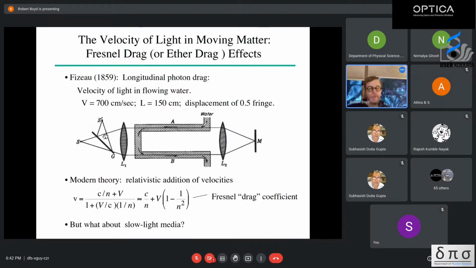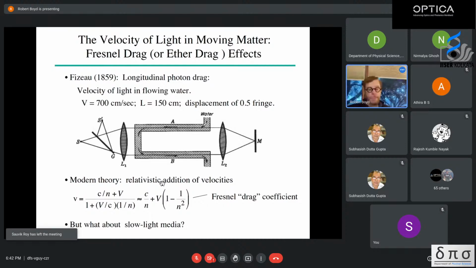Fizeau constructs a simple interferometer. He flows water through it first in this direction, then he reverses the direction of water flow and sends water through it in the opposite direction. He sees that the fringe pattern moves as he changes the direction of the water flow. And from that, he can back out the velocity of light in a moving material.